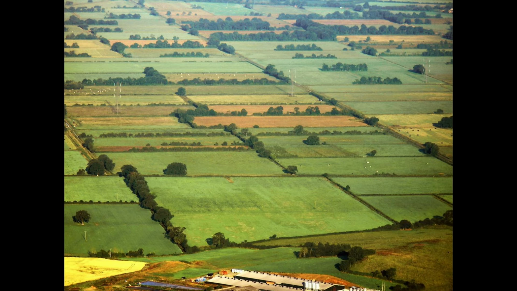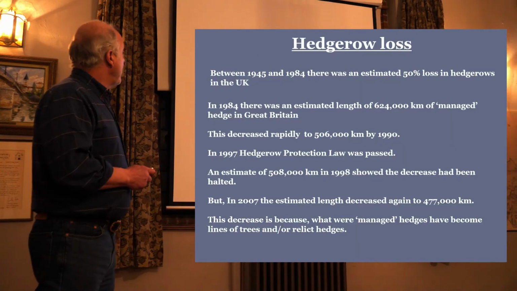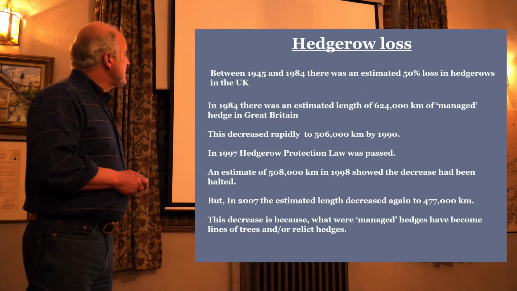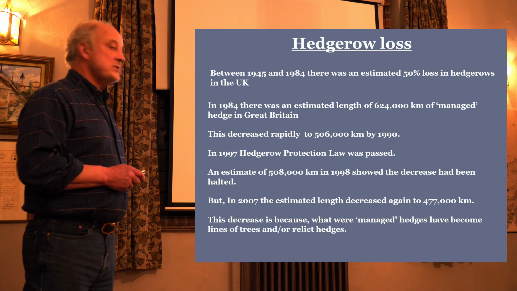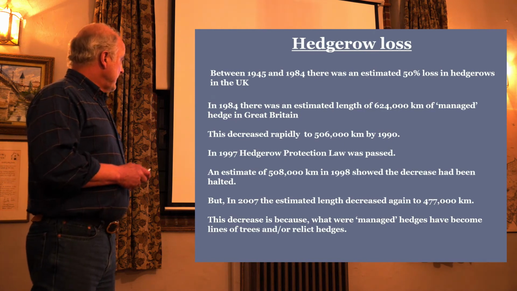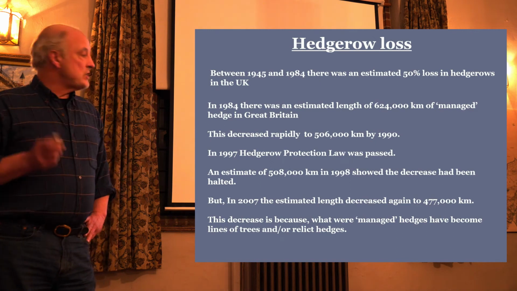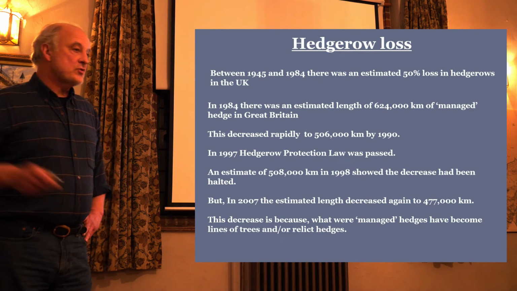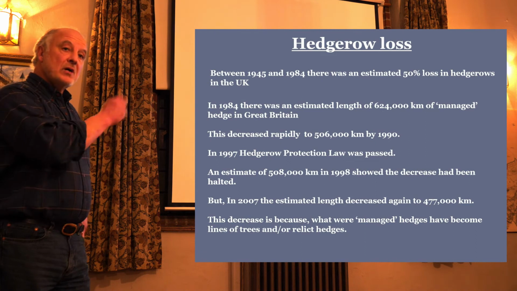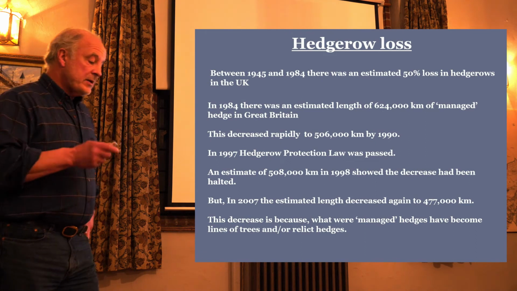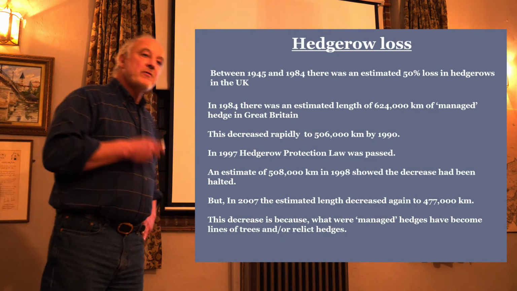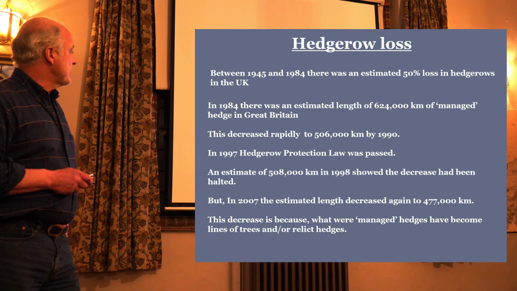Very quickly about hedgerow loss. Between 1945 and 1984, it's estimated there was a 50% loss in the hedgerows in this country. So in 1984, there were 624,000 kilometres of managed hedge. By that I mean not hedgerows that have turned to trees, but managed hedge, so you can tell what was there before. And that was really because farmers were being paid to remove them as part of the drive towards greater food production.